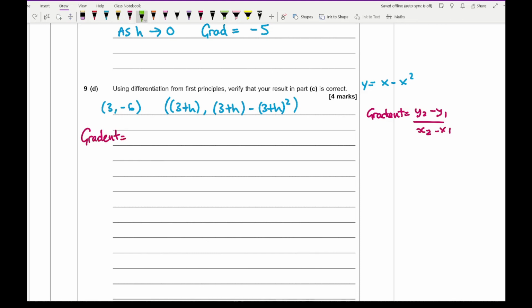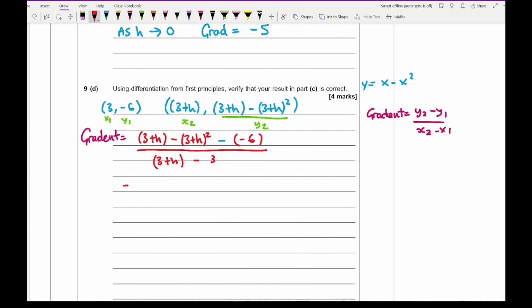So this is my y2 and this is my x2. This is going to be my x1, that's my y1. So what we then get is the gradient is going to be 3 plus h minus (3 plus h) squared, and then it's minus my y1, which is minus -6. And that's all over x2, which is 3 plus h, minus x1, which is 3.